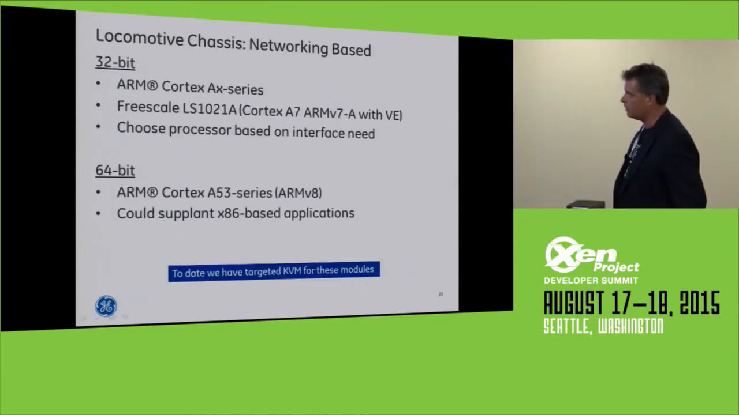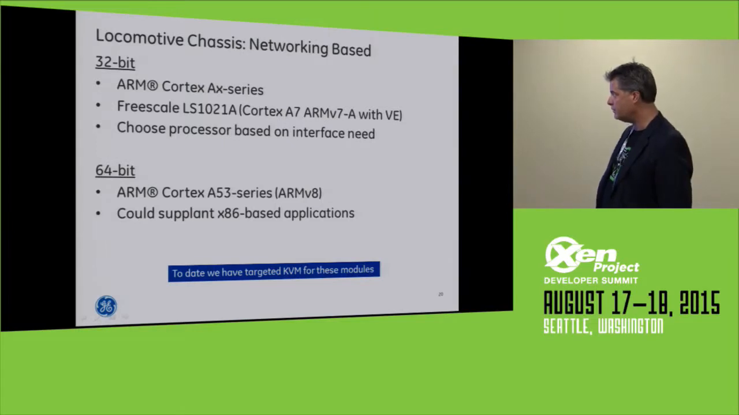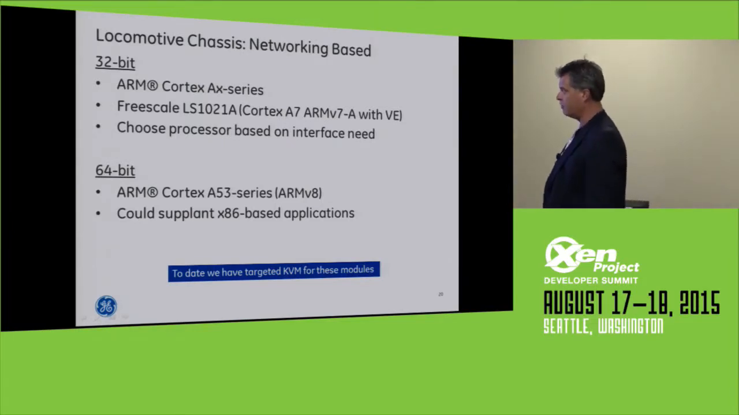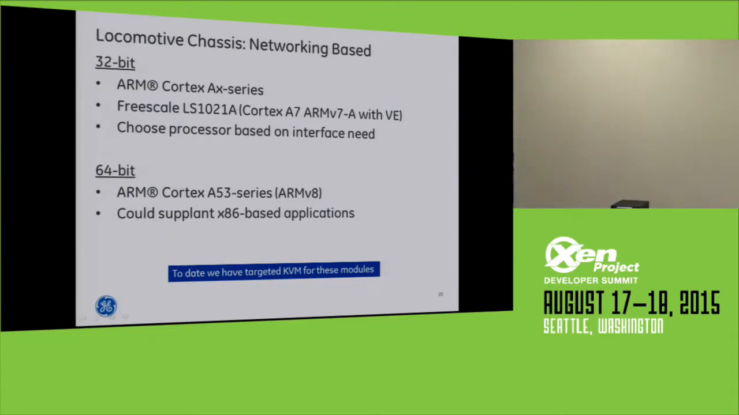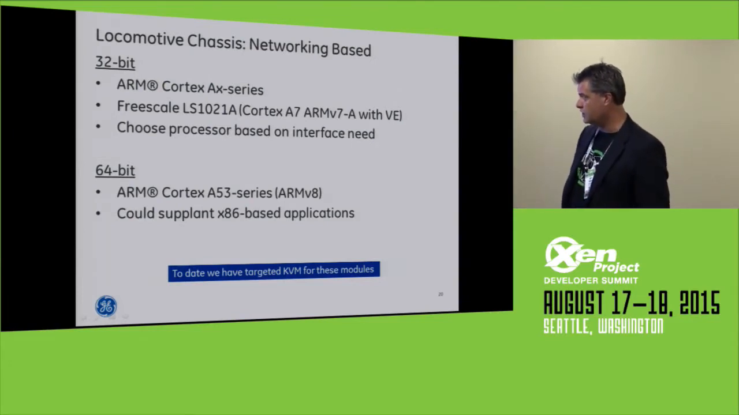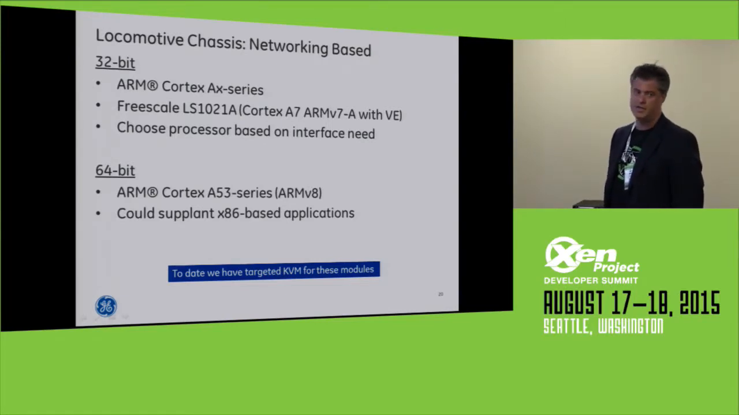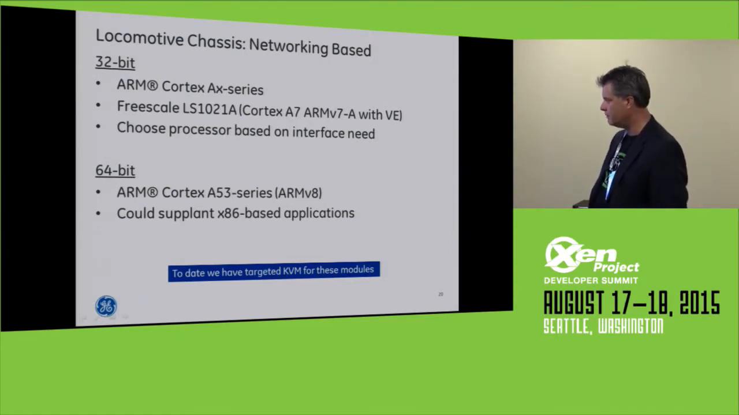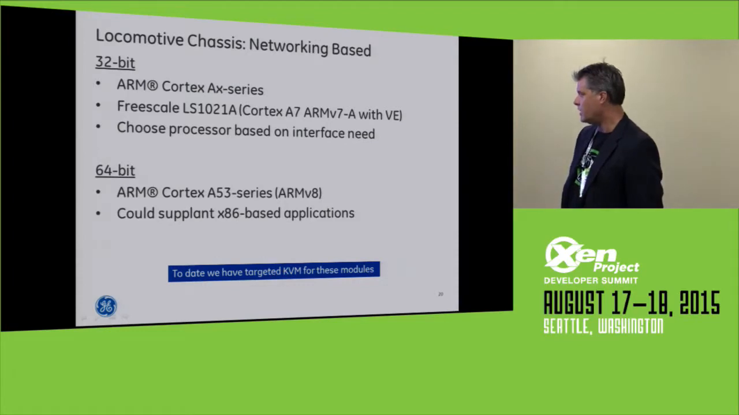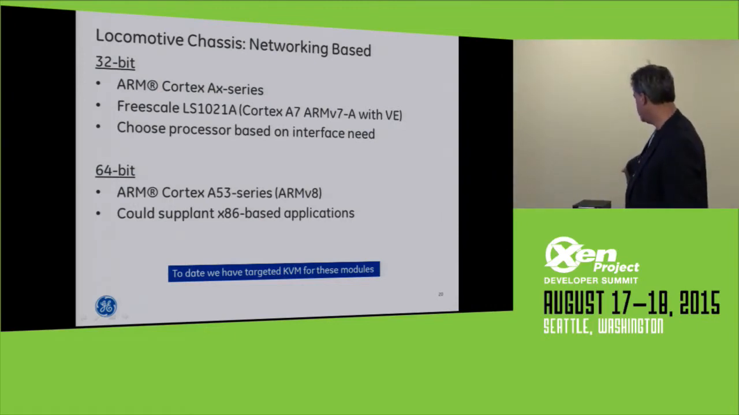So let me talk to you a little bit about what we're using for our network-based cards in our chassis. I'm going to divide it up into two different ones, starting with 32-bit. If you were here for the ARM presentation right before me, for our 32-bit we are using the ARM v7-A with the virtualization extensions, so a Cortex-A7. The one we're using is a Freescale LS1021, called their Layerscape 1 part. Very nice processor. It was built for networking. It has things like ECC on the internal bus, which is fantastic for us, so it keeps our data integrity extremely high. But we tend to choose a processor based on interface need. The Layerscape 1021, by the way, is the processor that actually runs the networking storage that I just pulled out. So that's the exact same processor that we have for that.